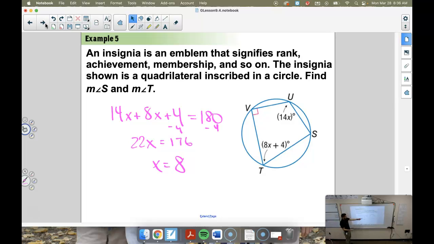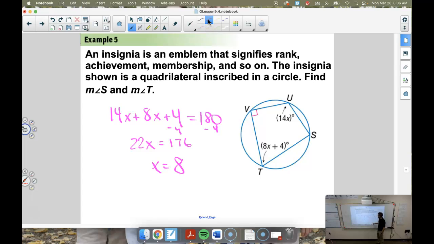Now they wanted the actual angles, so I do have to plug it in. You could do 14 times 8, or you could do this one first. 8 times 8 is 64, plus 8 is 68. How can I find this other one without multiplying 8 times 14? 180 minus 68.